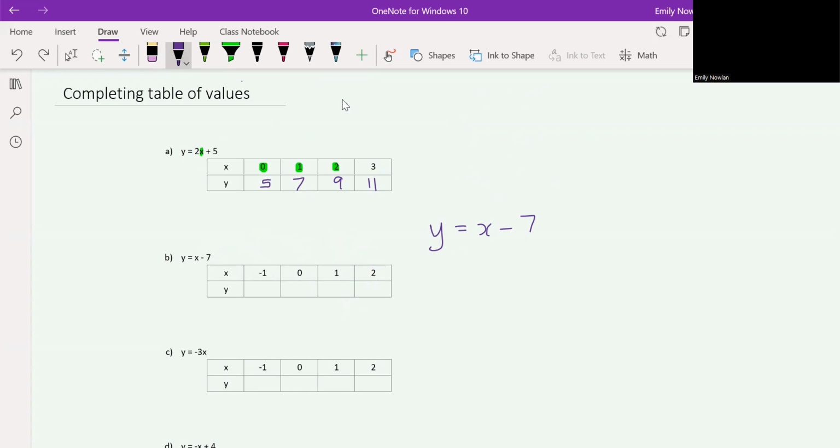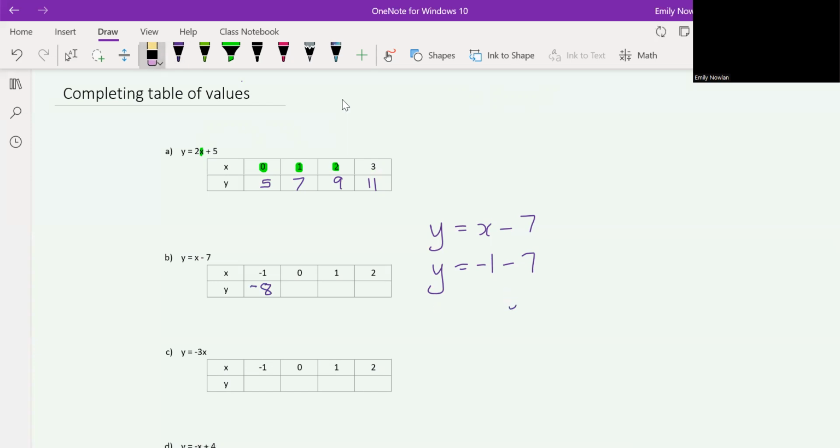We've got x is equal to minus 1. So we say y is equal to, rather than x, we put minus 1, minus 7. Now that's a bit tricky. Minus 1, you're already on minus 1, you've got to take away 7 more. You can use your calculator if you need to. The answer is minus 8. So we put our answer in there.